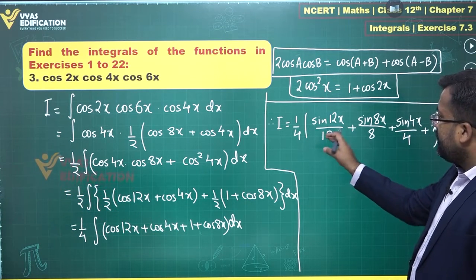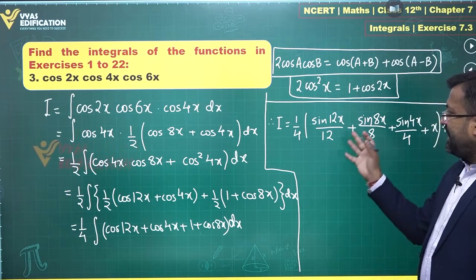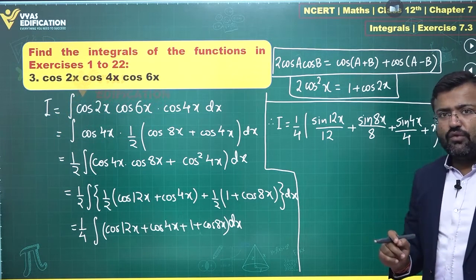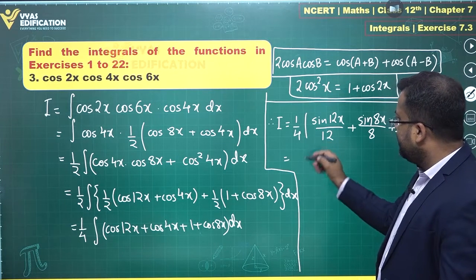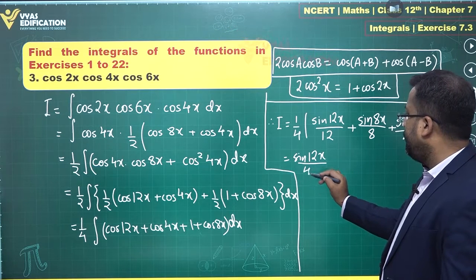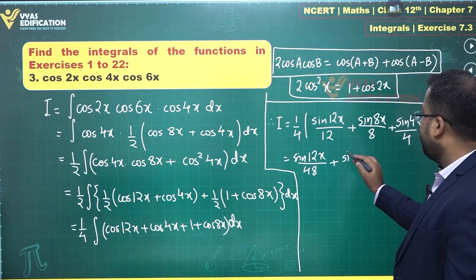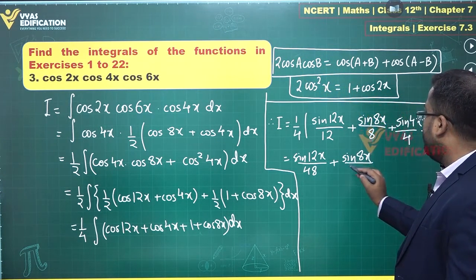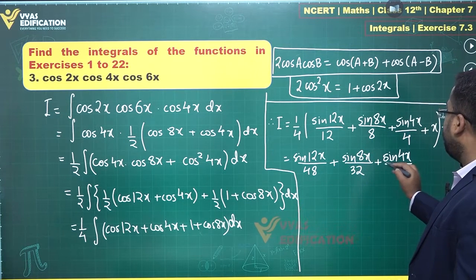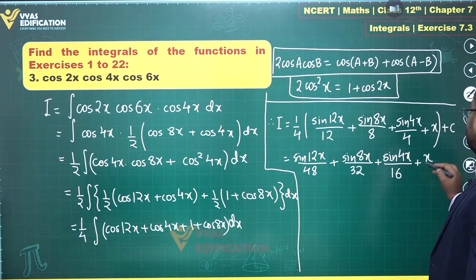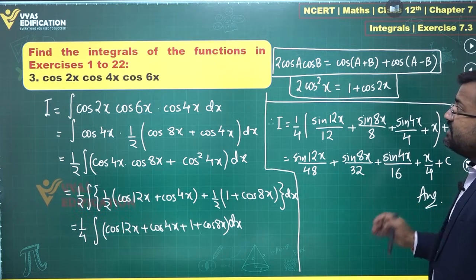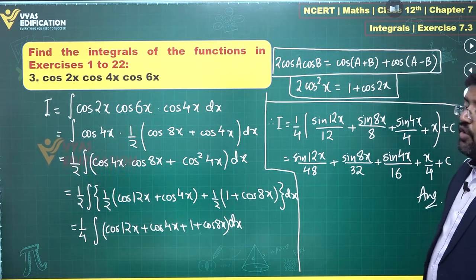Yes, at max you can multiply this 1 by 4 inside this bracket, and you will get 48 over here, 32 over here, 16 over here, and x by 4 over here. That is what you can do. You can leave the answer at this stage, or you can write it as sin 12x upon 48 plus sin 8x upon 32 plus sin 4x upon 16 plus x by 4 plus c. That's the required answer for this third question, as you can see over here.